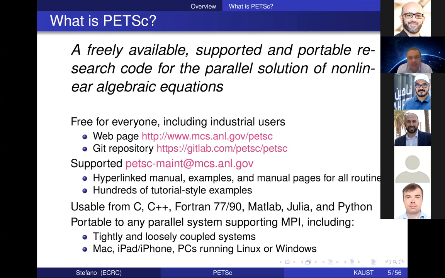And the source code has hundreds of tutorial style examples that can be used by new users to learn how to use the library. The library is written in C, parallelized with the Message Passing Interface, or MPI. So it is distributed memory, but it is callable from C++, from Fortran, from MATLAB, Julia, and also from Python.